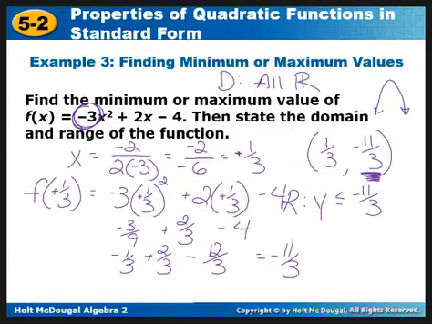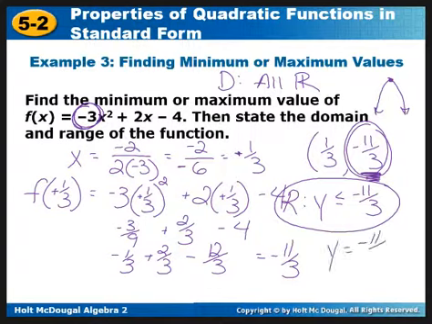All right, because if negative 11 over 3 is right here and we open down, all the y values less than that are going to show up on my graph. So that's my range. That makes this value right here, or my vertex point, however you want to think about it, a maximum. So I have a maximum value of y equals negative 11 over 3. Again, you just have to think about that a little bit.